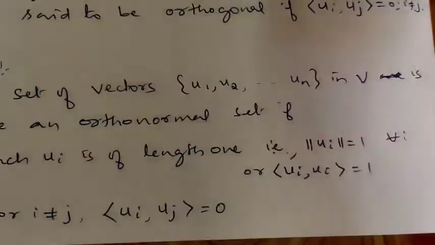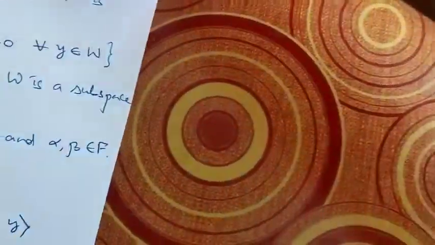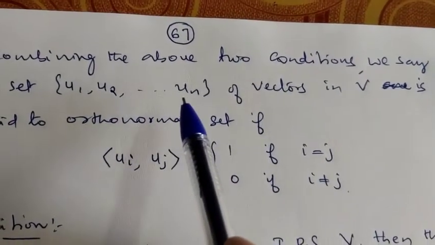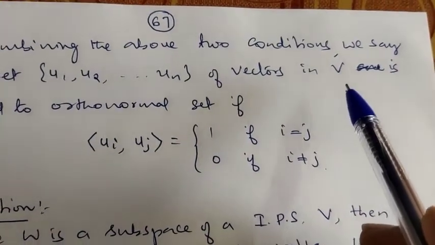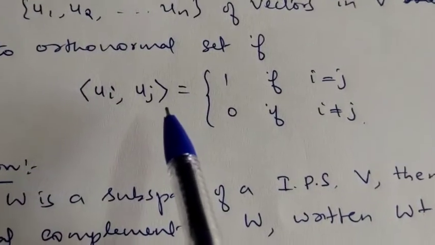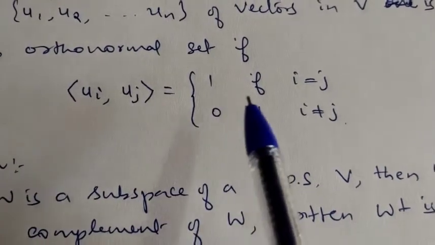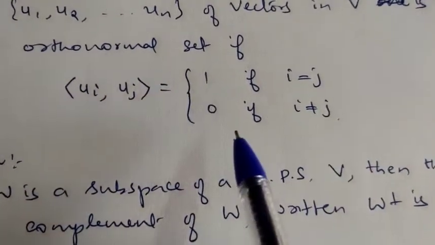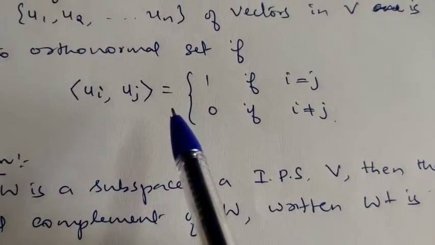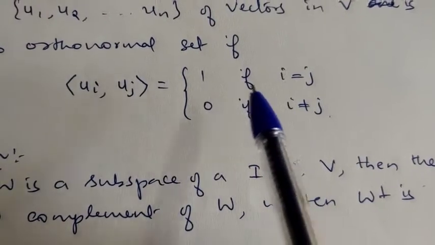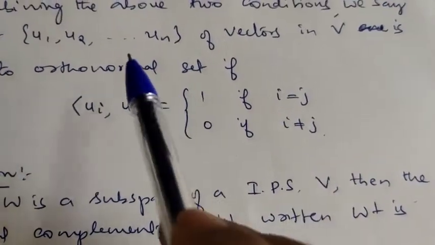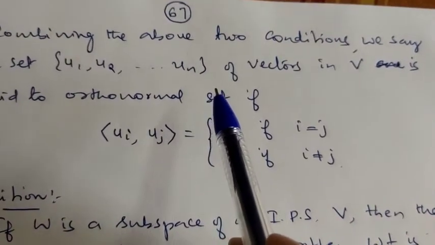Combining these two statements, we can say that the set of vectors u1, u2, up to un in an inner product space V is said to be an orthonormal set if the inner product of ui comma uj is 1 if i is equal to j, and 0 if i is not equal to j. Then we say this set is an orthonormal set.